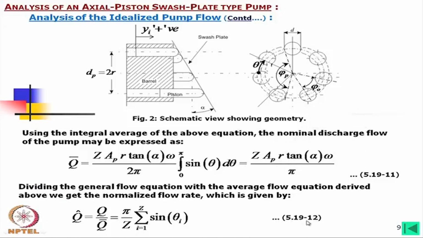Dividing the general flow equation by the average flow, which we have estimated like this, from the equation derived above we get the normalized flow rate, which is given by this. So, this is the normalized flow rate. That means, if we plot this one, it will automatically give us the ripple.